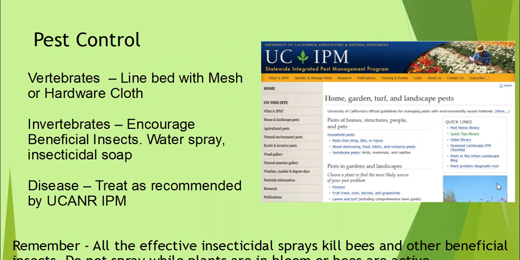For pest control, it really depends on what you plant. Unfortunately, the plants are not immune from pests in your Hugelkultur mound. So you may end up with some vertebrates, especially little gophers that like popping up. So I'd recommend lining your bed with mesh or hardware cloth. And then invertebrates, definitely encourage beneficial insects. If you do need to get rid of them, start with a water spray just to knock them off your plant, or hand pick them to get rid of them, or use the least toxic insecticidal soap.